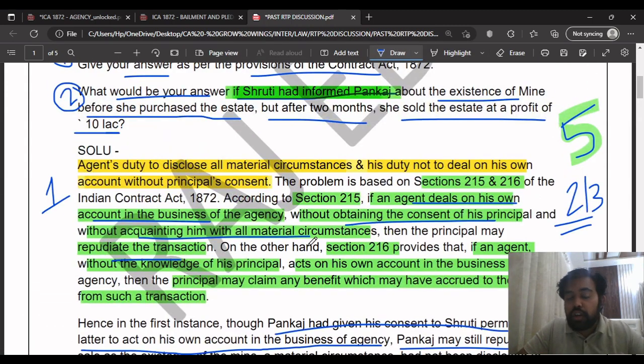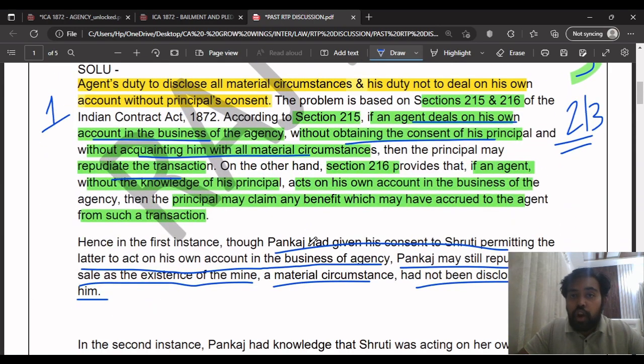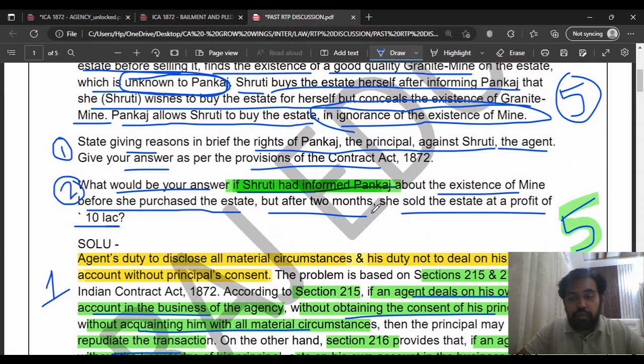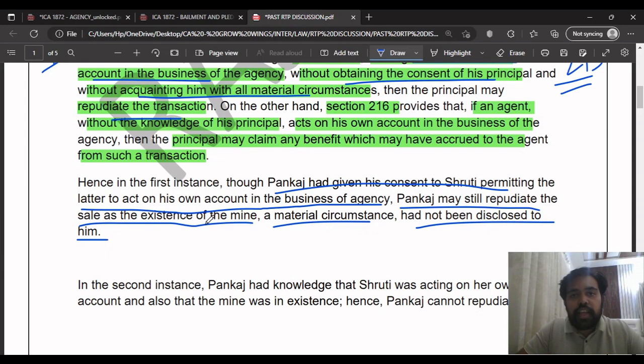No, Pankaj cannot repudiate the transaction, and he cannot claim the benefit which the agent has obtained by selling the estate for a profit of 10 lakh. No, he cannot claim in this case. That is the answer for part two.